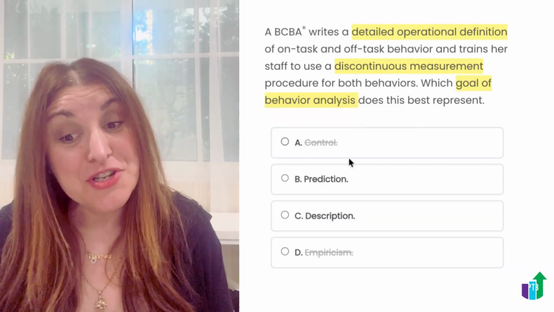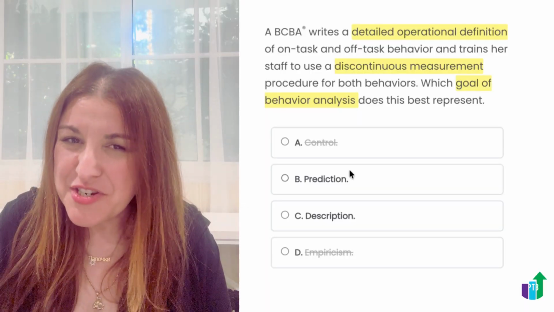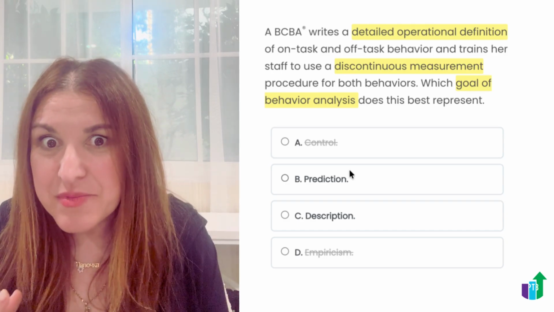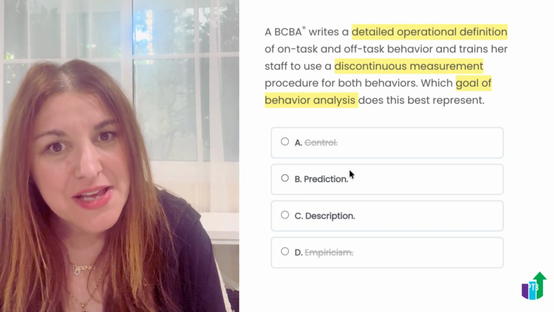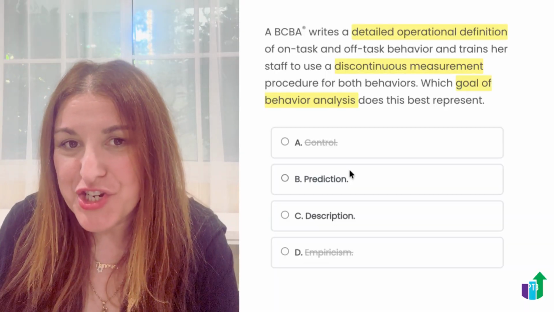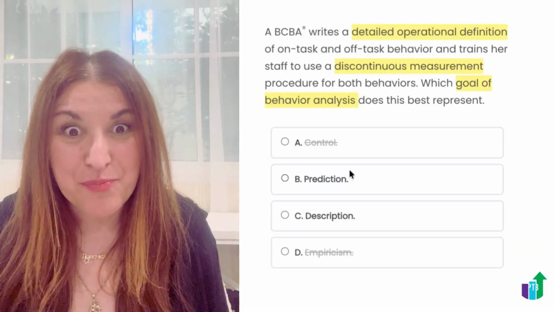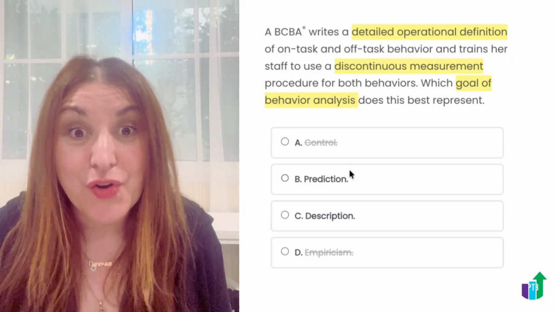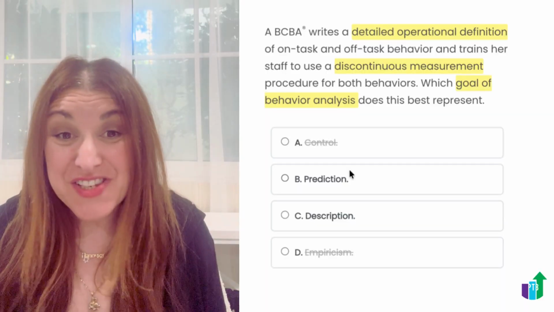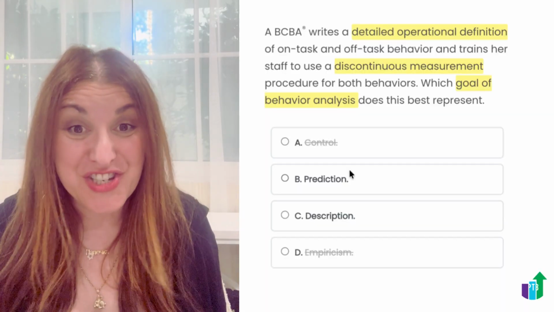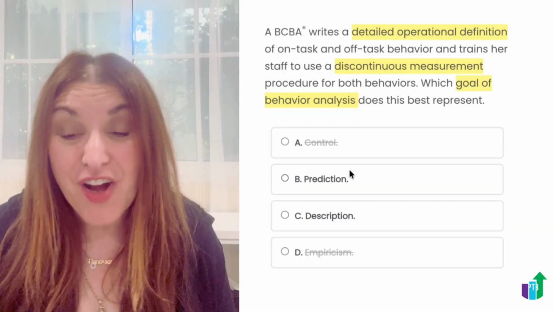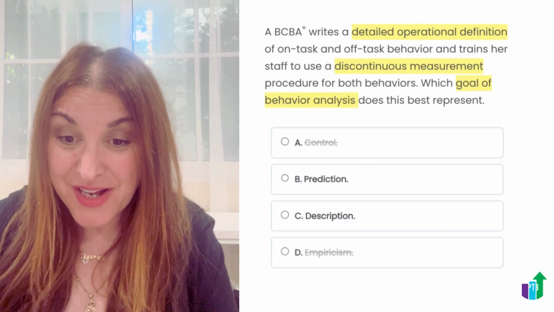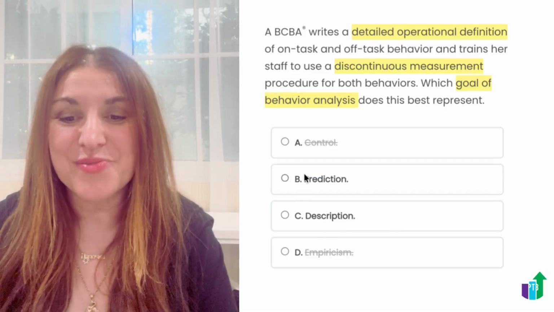Next, we have option B, prediction. Well, prediction means that we are looking for two events happening at the same time so that we can make a hypothesis about a causal relationship. But here, we don't have any predictive information. We don't have two events that are occurring at the same time. Again, we've just got that operational definition, which is just information, and we've got that systematic measurement. So I'm going to confidently cross out prediction as well.